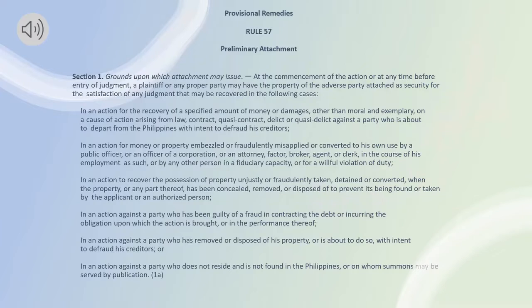Provisional remedies. Rule 57. Preliminary attachment. Section 1. Grounds upon which attachment may issue.